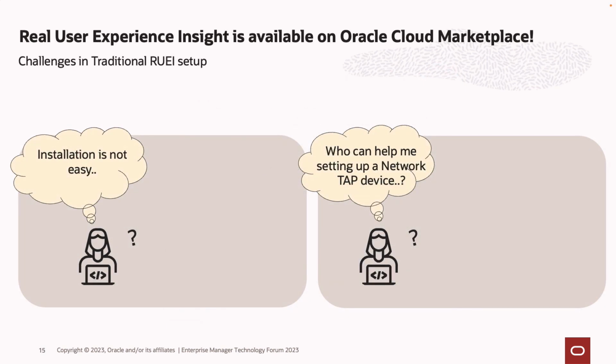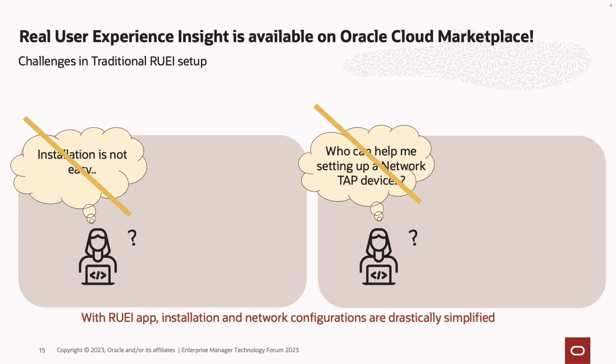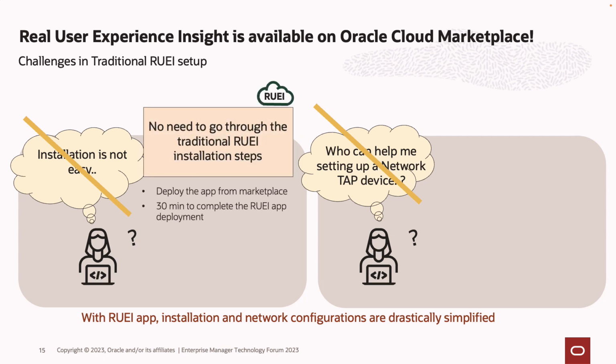And why is that important? Because traditionally, installation and the network configuration are always the challenges in RUEI. The installation may not be that easy, and a physical tap device is required for the network configurations. In the RUEI app in the marketplace, we remove these constraints. You don't have to go through the manual RUEI installation steps because you can provision it from the marketplace.